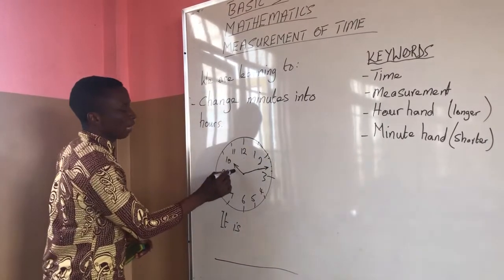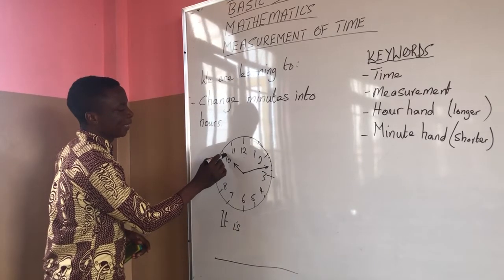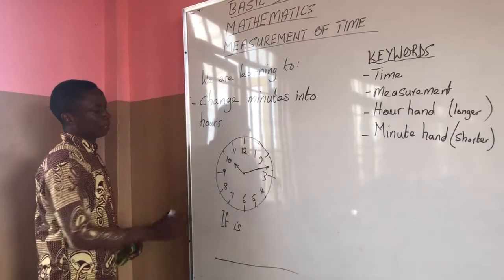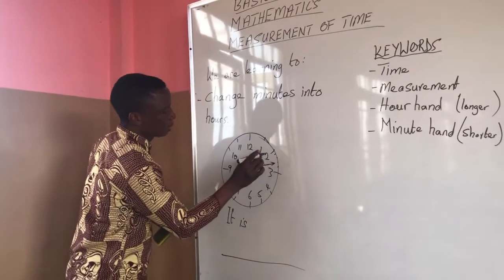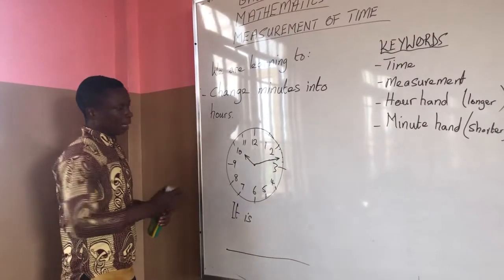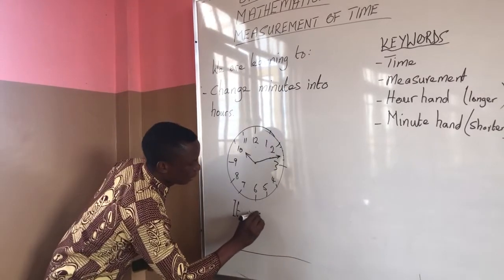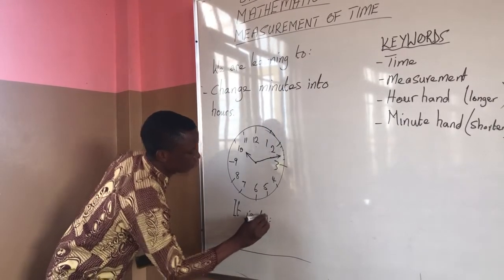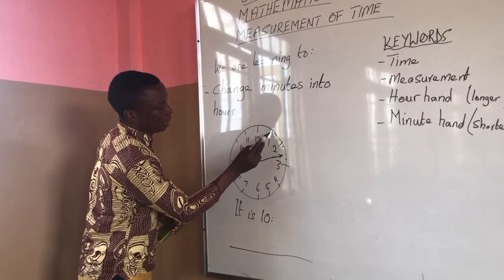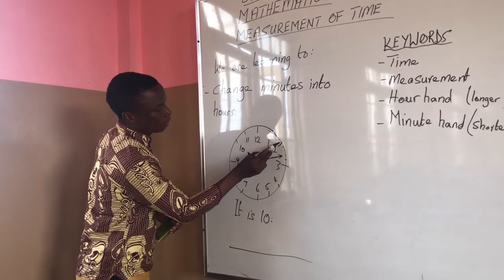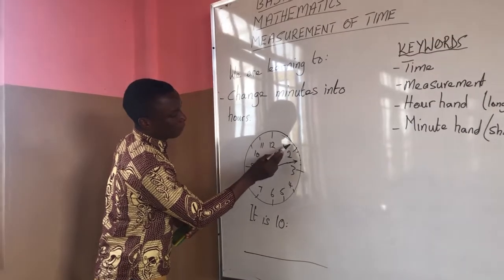So now the hour hand is between 10 and 11. The minute hand is between 2 and 3. So it tells you what is 10 hours. How many minutes? Then you count. From here to here is 5 minutes. From here to here is 5 minutes. So 5 plus 5 is 10.